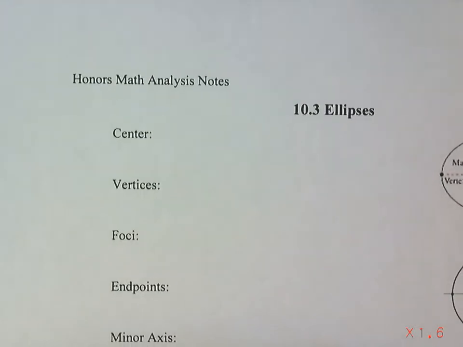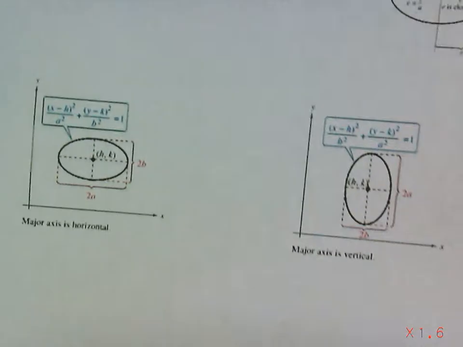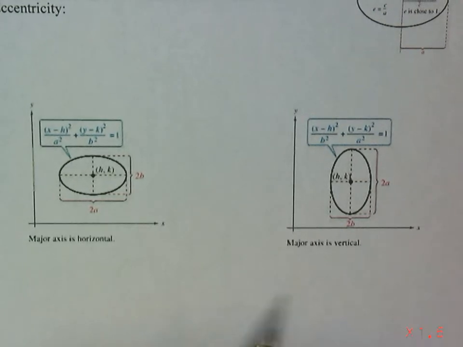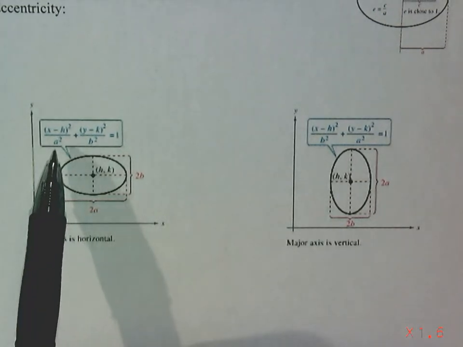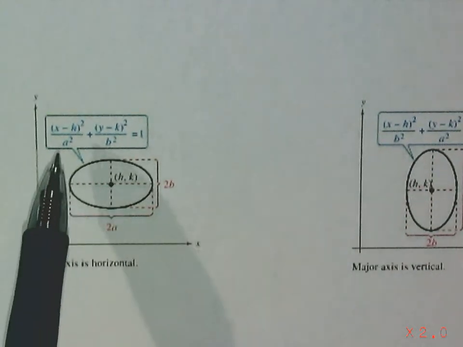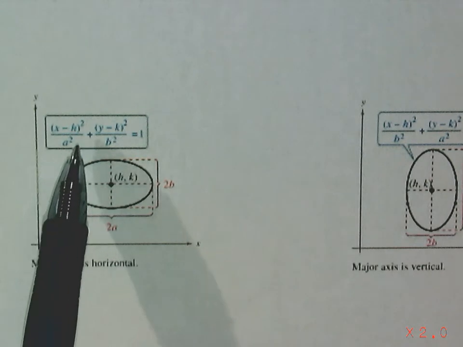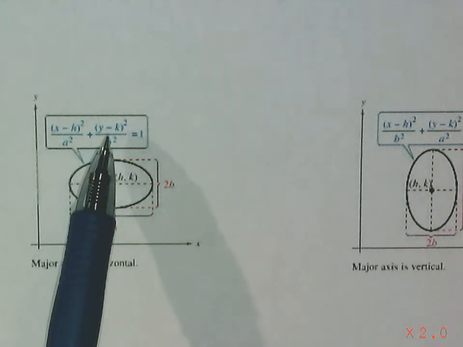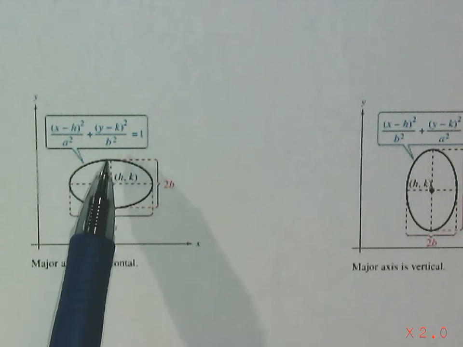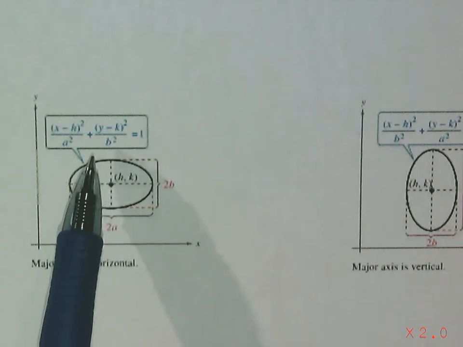So there's formulas. I'll show them to you, but I'll come back to it quickly. And you don't have to memorize the formulas. You're going to have (x minus h) squared over a squared plus (y minus k) squared over b squared is equal to 1. It's similar to a circle, but there are some differences.